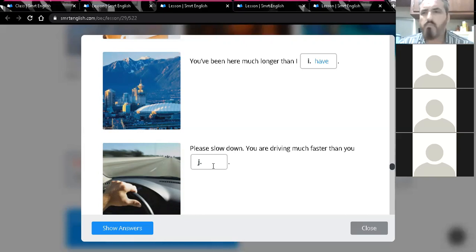Slow down, you're driving much faster than you. To give advice, what word do we use to give advice? Should. You're driving much faster than you should.